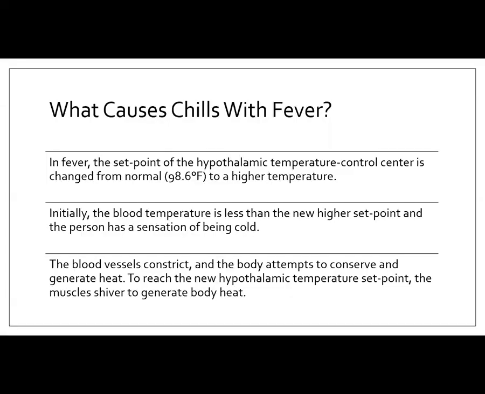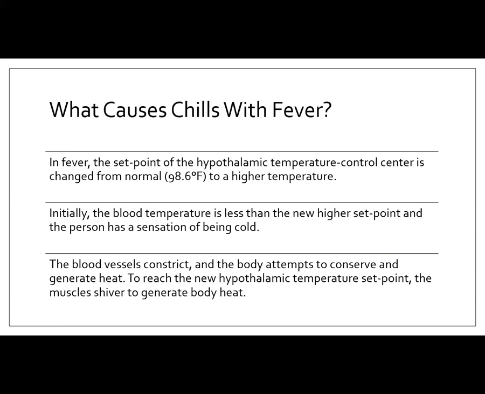So a lot of times with a fever, what you'll have is also a chill. So in a fever, the set point of the hypothalamic temperature center is changed from a normal 98.6 to a higher temperature. Initially, the blood temperature is less than the new higher set point, and the person has a sensation of being cold. The blood vessels constrict, and the body attempts to conserve and generate heat. To reach the new hypothalamic temperature set point, the muscles shiver to generate body heat.